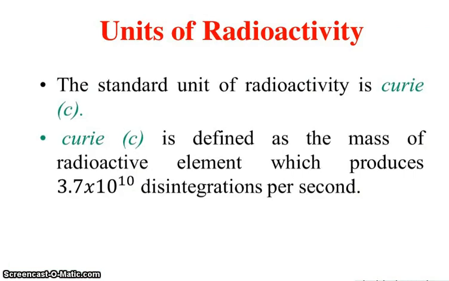So friends, units of radioactivity. The standard unit of radioactivity is the Curie, and the Curie is defined as the mass of radioactive element which produces 3.7 into 10 power 10 disintegrations per second.